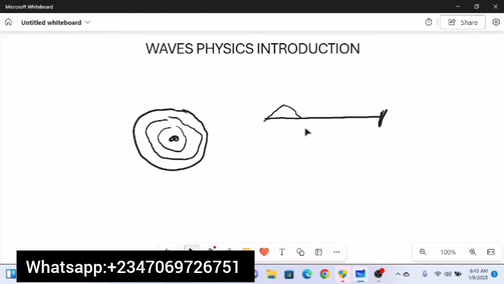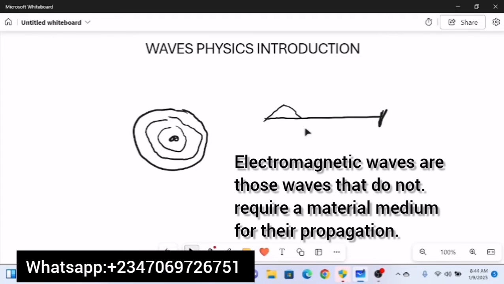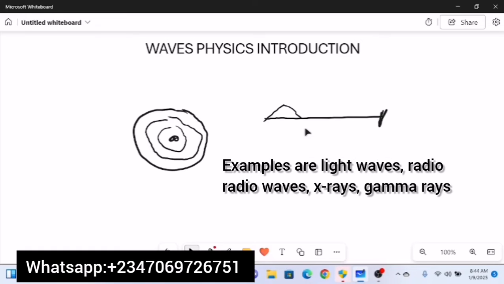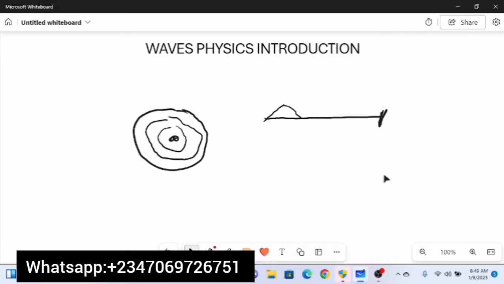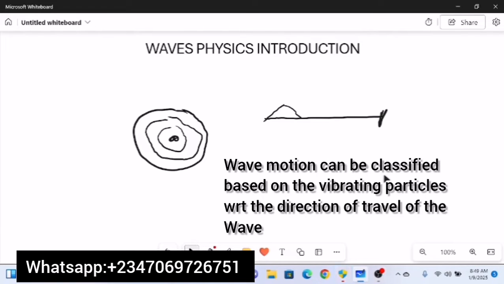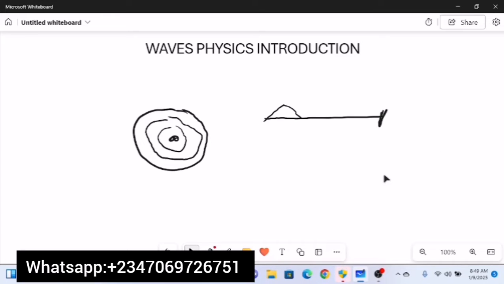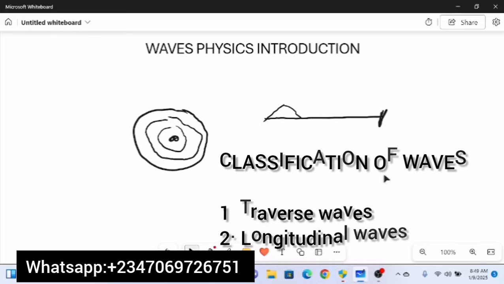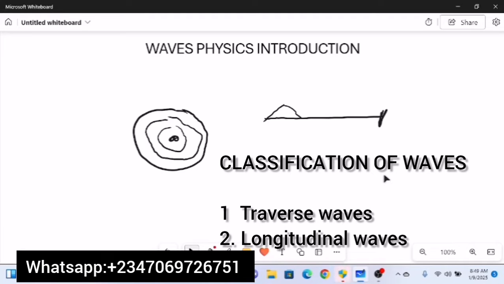We also have electromagnetic waves. Now, electromagnetic waves are simply those waves which do not require a material medium for their propagation. Examples are light waves, radio waves, X-rays, and gamma rays. Now, it is important for you to know that we can actually classify wave motion based on the vibrating particles with respect to the direction of travel of the wave. Considering this, we have two classes of waves. We have the transverse wave and we have the longitudinal wave.